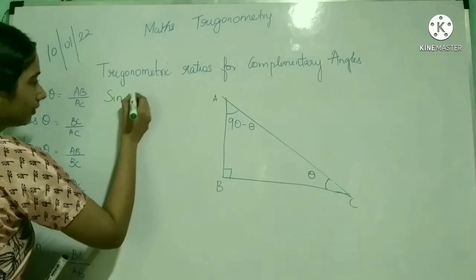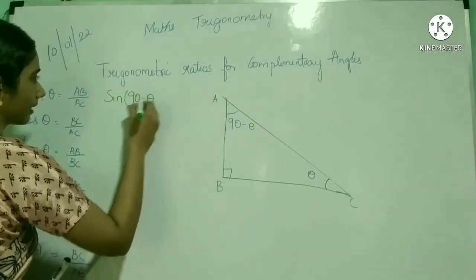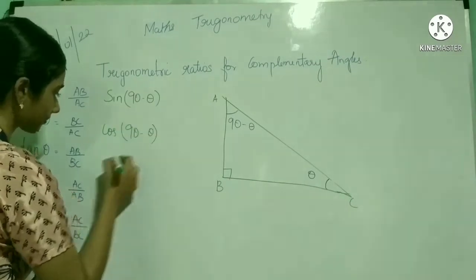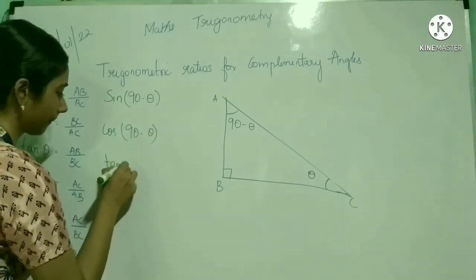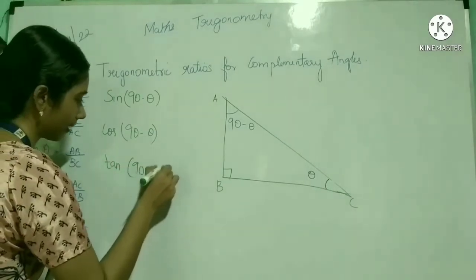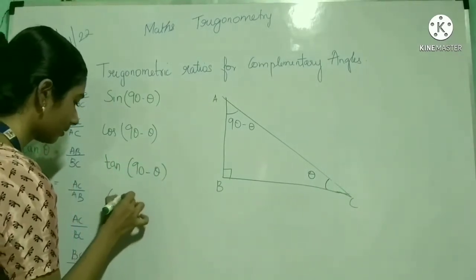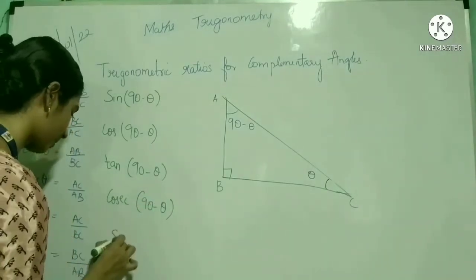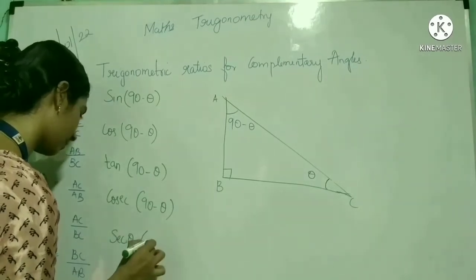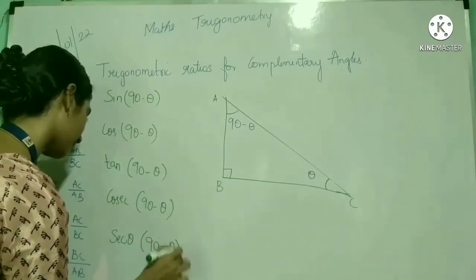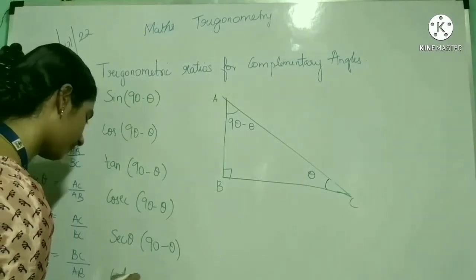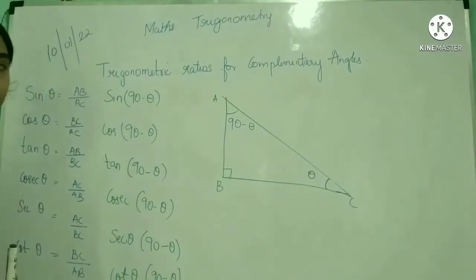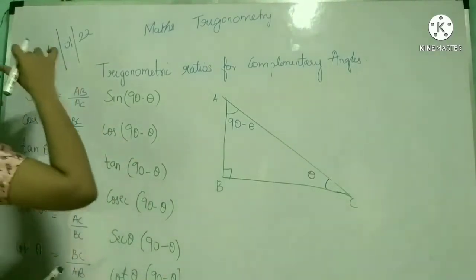I put here sine 90 minus theta, cos 90 minus theta, tan 90 minus theta, cosecant 90 minus theta, secant 90 minus theta, cot 90 minus theta. Yes. Okay.